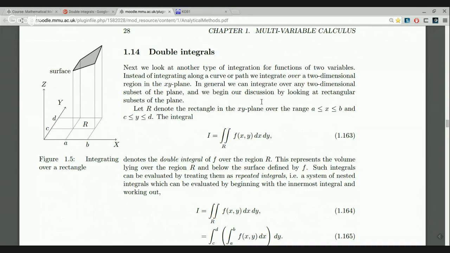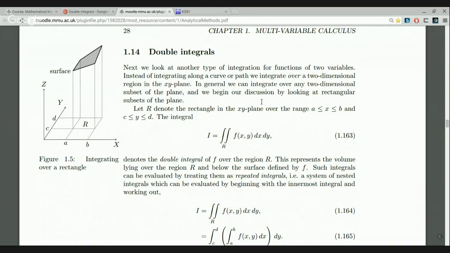So this is different to integrating the function along a curve in its domain. This time the domain of the function is R2, so it's a function of two variables. This time we're going to integrate across a two-dimensional region, some two-dimensional subregion of the domain, which we're going to call R for the moment. There's a bit of a sketch here, figure 1.5.